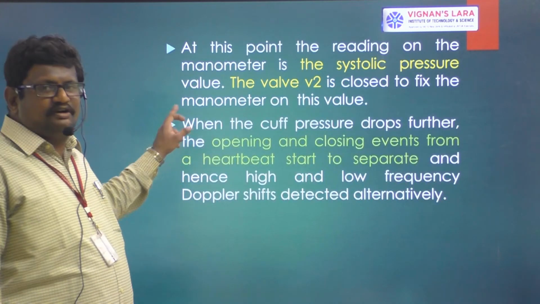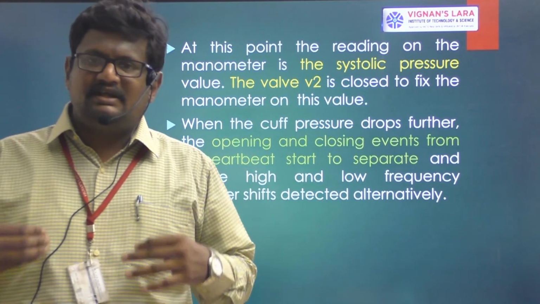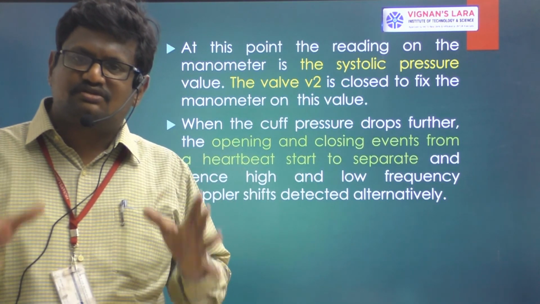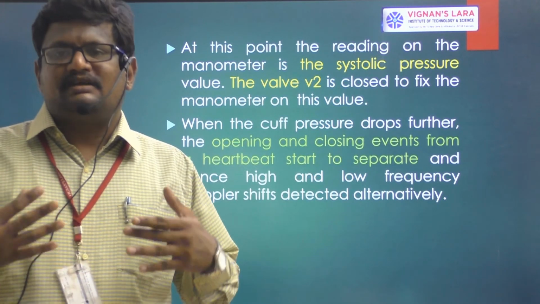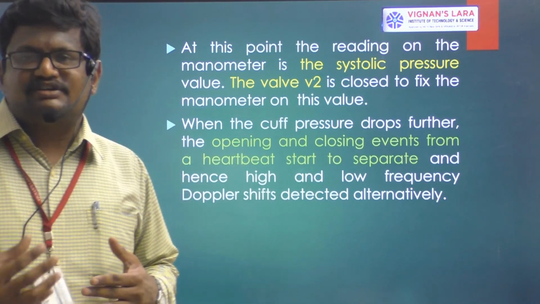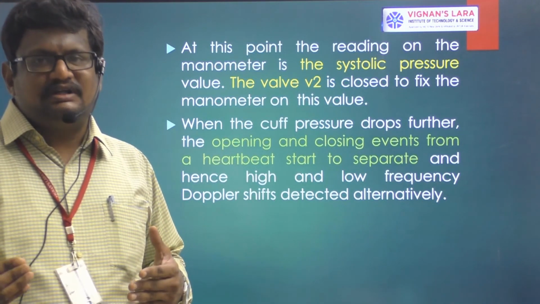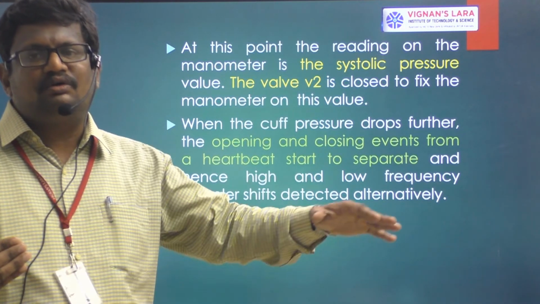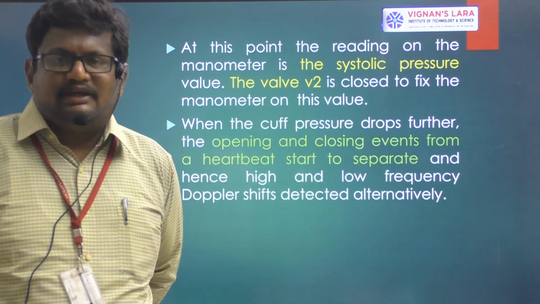When the cuff pressure drops further, what is next? Systolic pressure we have noted, the point where the blood just starts to flow. After that, as we saw yesterday, the cuff pressure should be further reduced to see the point where the blood is flowing without any hindrance. The blood is flowing freely. That is said to be the diastolic pressure.